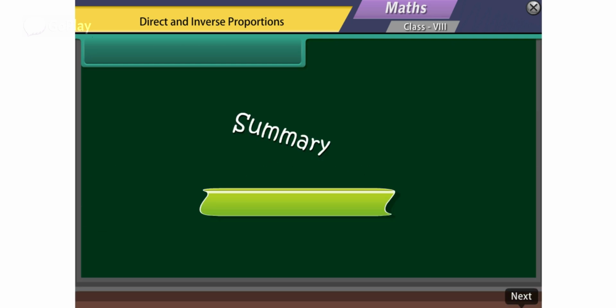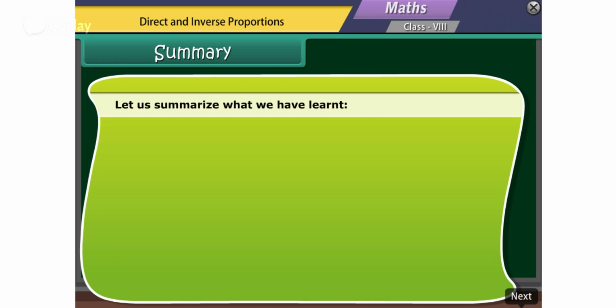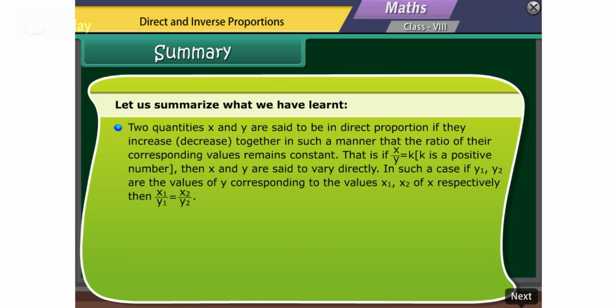Summary. Let us summarize what we have learned. Two quantities, x and y, are said to be in direct proportion if they increase or decrease together in such a manner that the ratio of their corresponding values remains constant. That is, if x upon y is equal to k, a positive number, then x and y are said to vary directly. In such a case, if y1 and y2 are the values of y corresponding to the values x1, x2 of x respectively, then x1 upon y1 is equal to x2 upon y2.